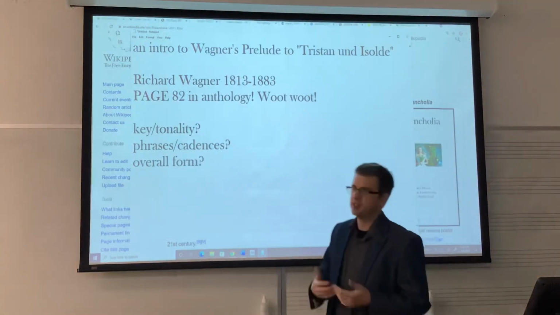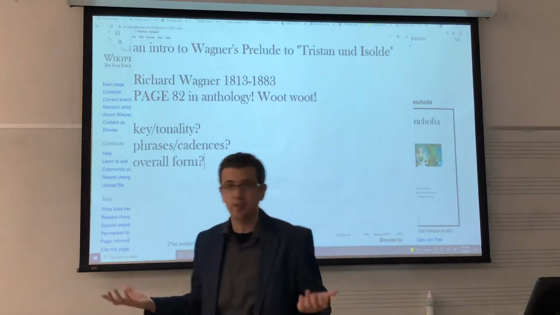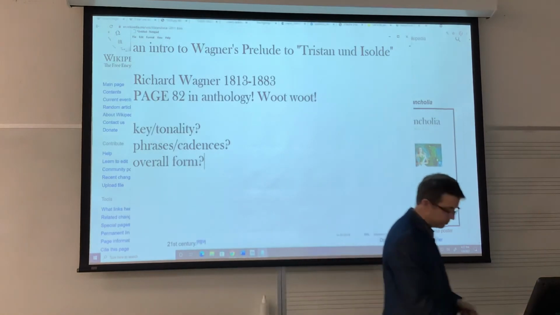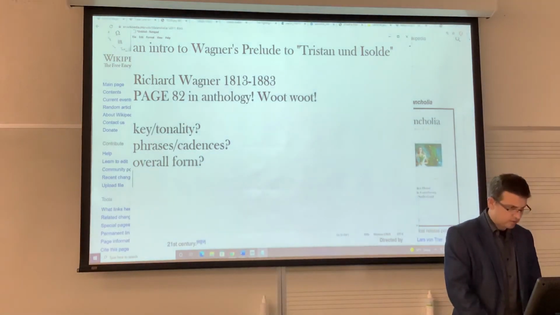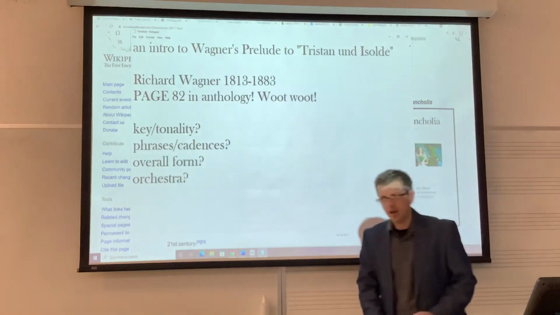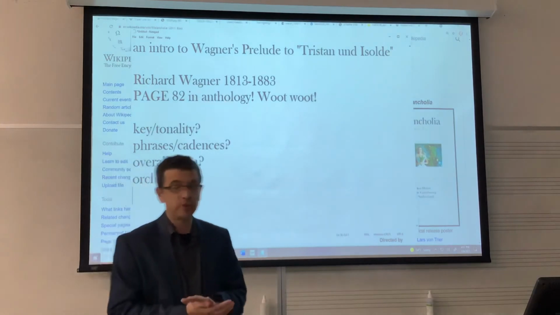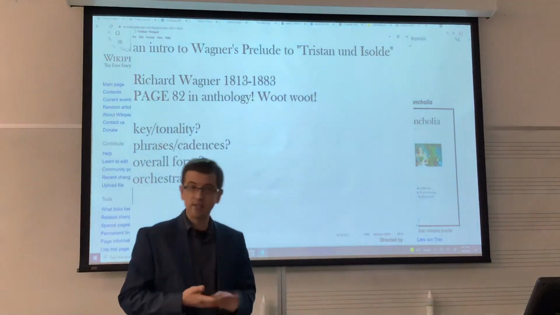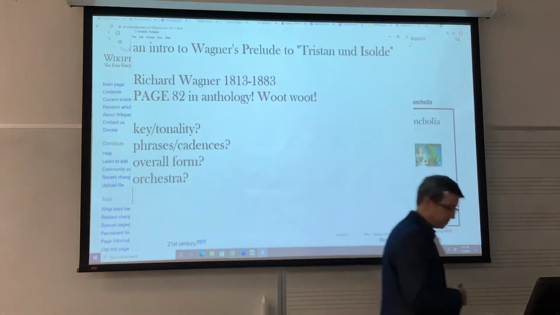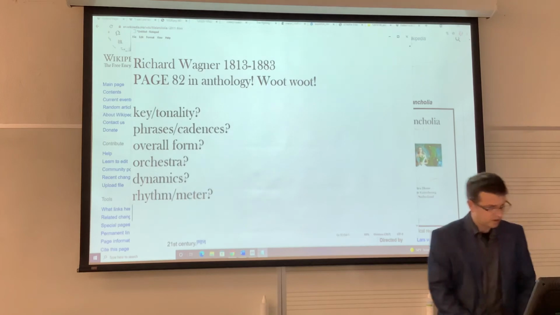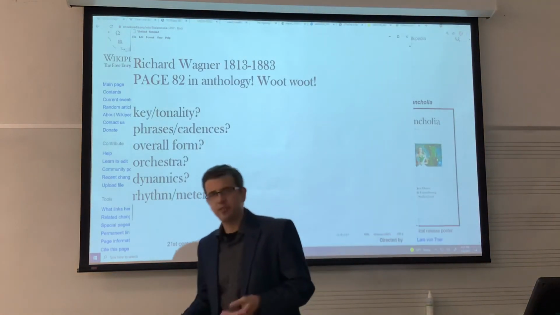What's the form of this piece? Do you hear a form? Is there a sense of structure? Is there a sense of things relating one to another? So this piece, even though your version is a piano score, is actually written for a full orchestra. How does the composer use the orchestra? What about other things like dynamics or rhythm and meter?